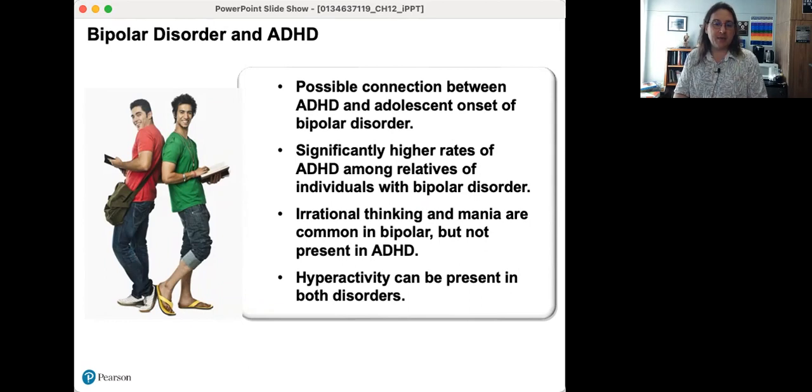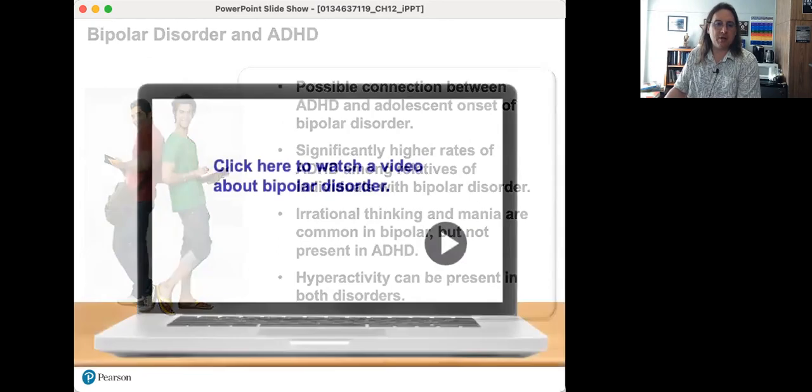Okay. There are significantly higher rates of ADHD among relatives of individuals with bipolar. So we usually see that it's genetic within the family. Irrational thinking and mania are common in bipolar, but not necessarily present in ADHD. And lastly, hyperactivity can be present in both disorders. So people with mania, with bipolar 1, will describe periods of feeling like they have increased energy, that they don't sleep for days. We term that hyperactivity, and we see that with ADHD and bipolar disorder. Okay.